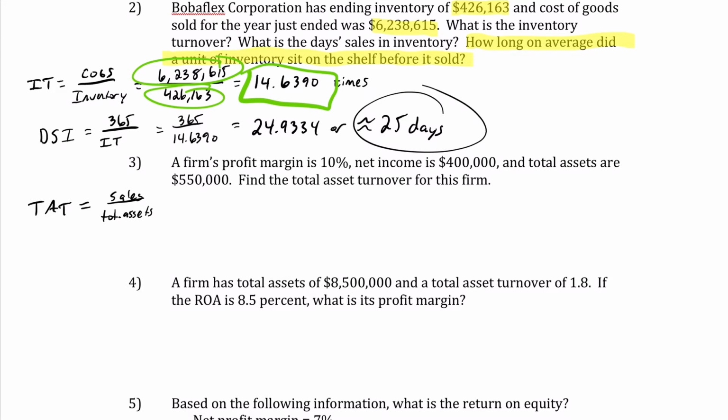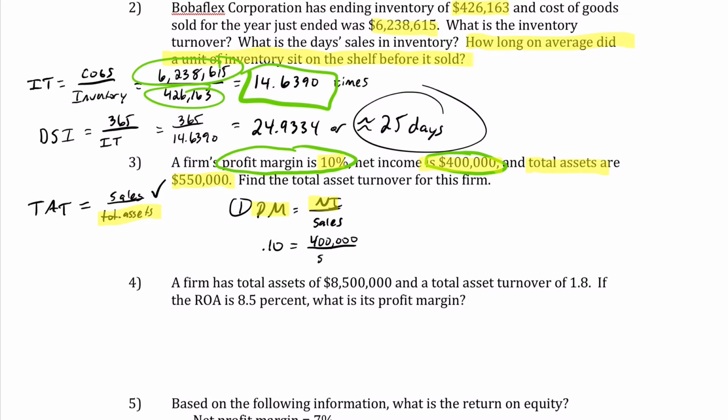We can see that we are given total assets, so we're given the bottom part, but how can I get sales? They don't give me sales. However, they do give me profit margin and net income. So let's write out what profit margin is. The profit margin equation is net income divided by sales. Once again, they gave us profit margin and they gave us net income. I can solve for that unknown sales, which is the last piece needed in order to utilize the total asset turnover equation. So profit margin is 10%, net income is $400,000, and we are solving for sales.